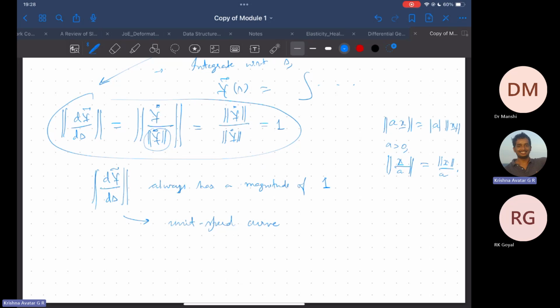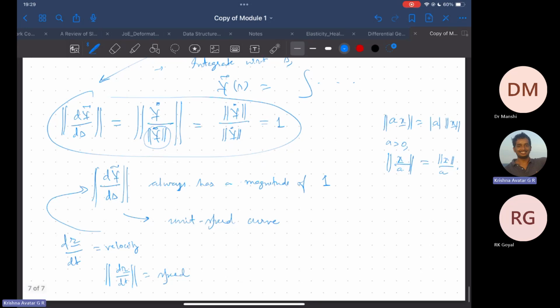And it very much mimics what we see in mechanics. In mechanics, we have the rate of change of position with respect to time. So say the r vector, dr by dt, is velocity, and the norm of velocity is speed, in classical Newtonian mechanics. So we are using the same terminology here. The norm of d gamma tilde by ds is always 1, and that is the beauty of arc length parametrization.